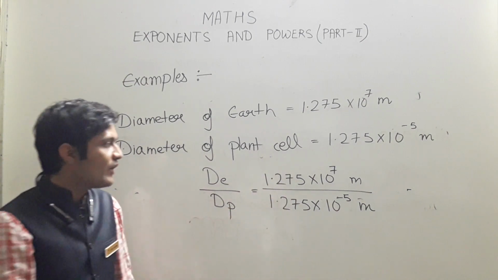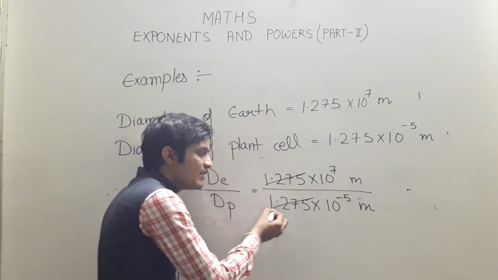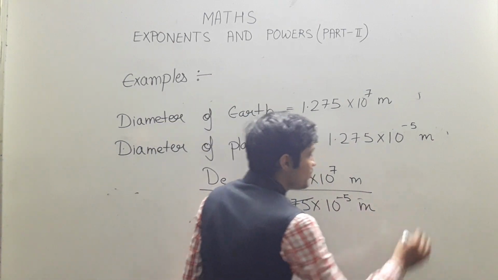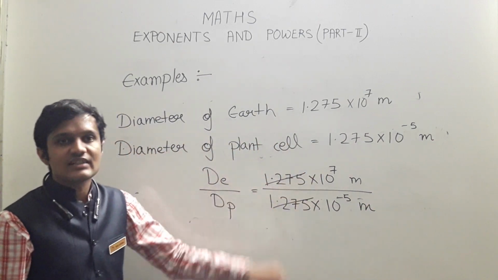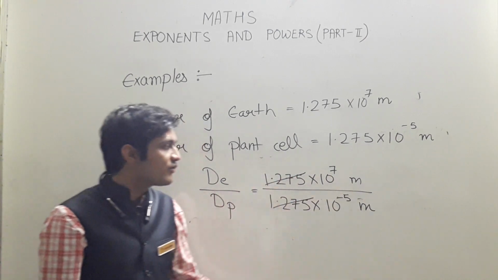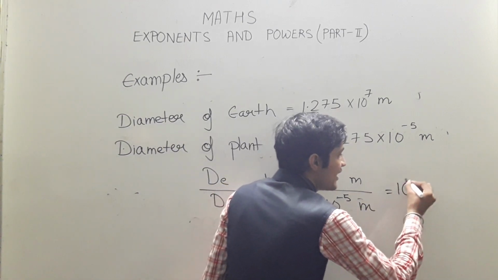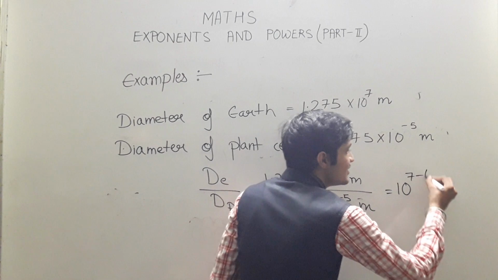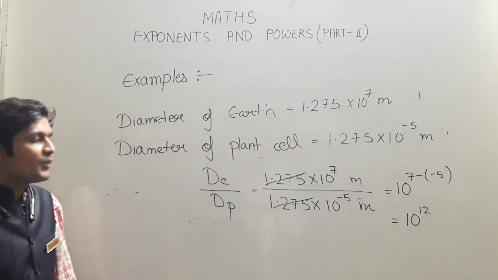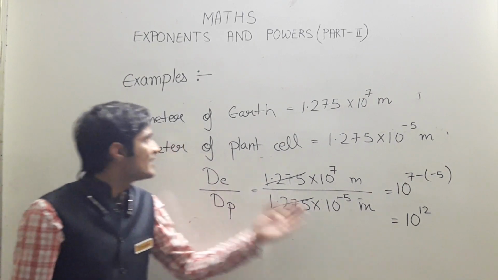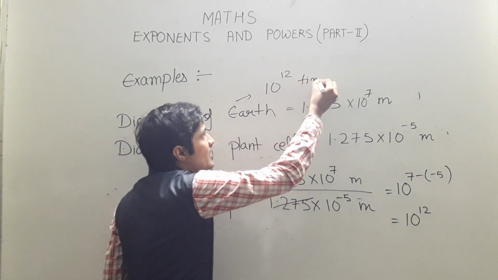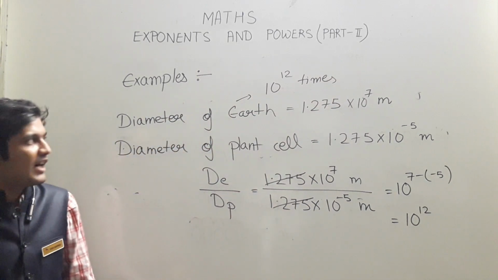Now we can compare these two values. This 1.275 is cancelled by this 1.275, and by the law of exponents we know that when the bases are the same and the two numbers are in division, then the exponents are subtracted from each other. So I can write here 10 raised to power 7 minus 5. So this becomes 10 raised to the power 12. So what can I conclude? I can say that the diameter of earth is 10 raised to power 12 times the diameter of plant cell.